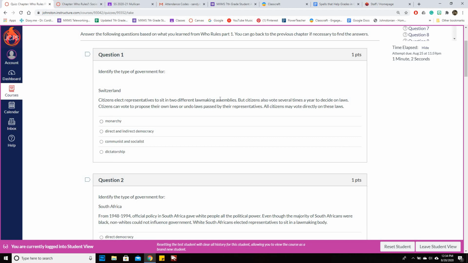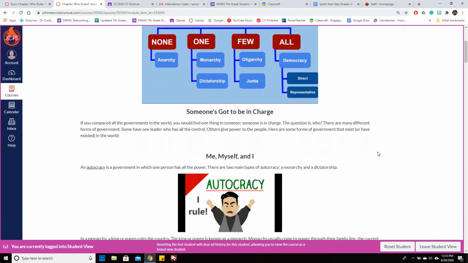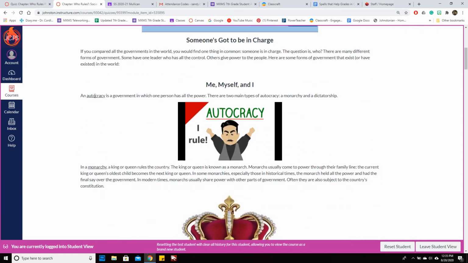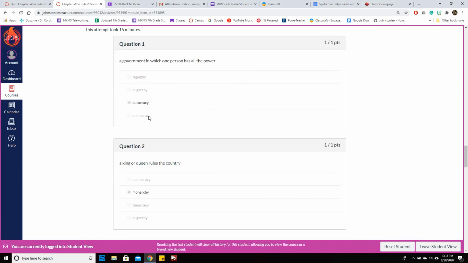Now, obviously, I've been doing this for a while, so I know the answer. If you did not, you want to look at these specific words in here. So elect, representatives, also directly. So those are kind of our key words of what we're looking for over here. So you might have to go back and check out these. Or it might even be easier to come down to the questions and see if you can find those words down here.